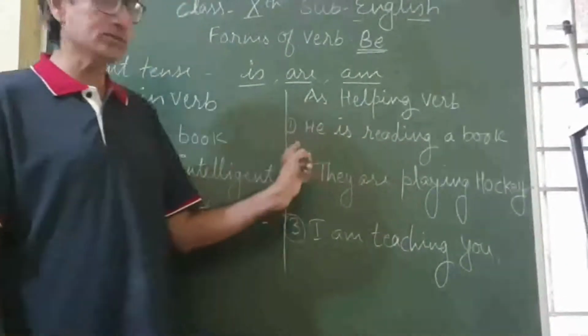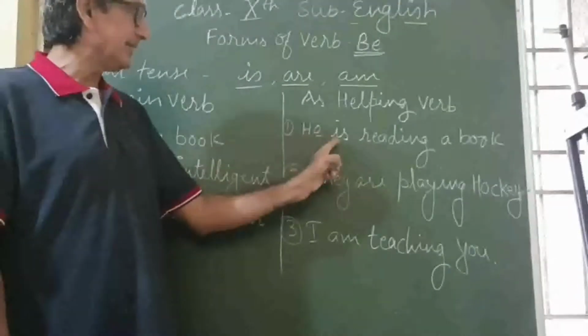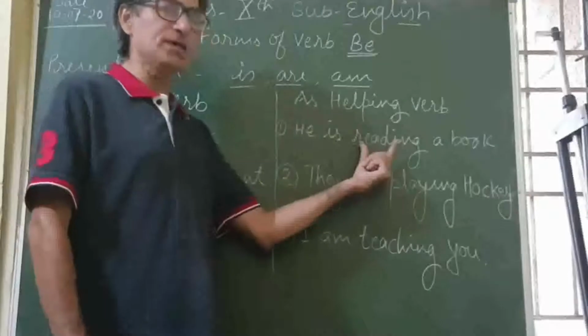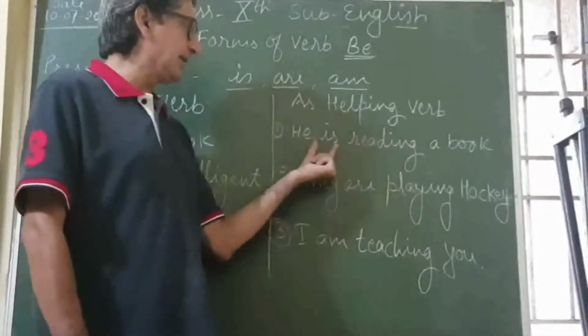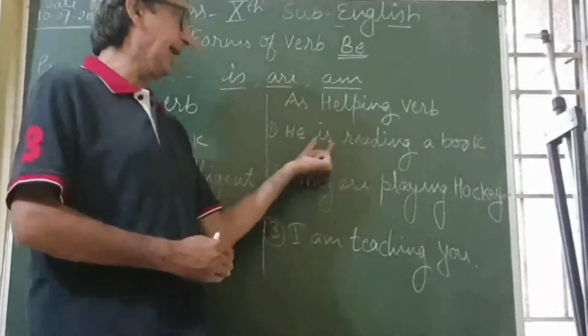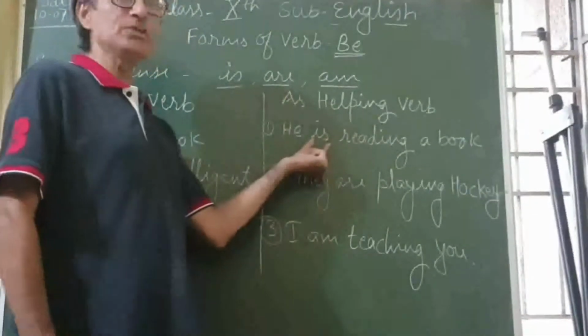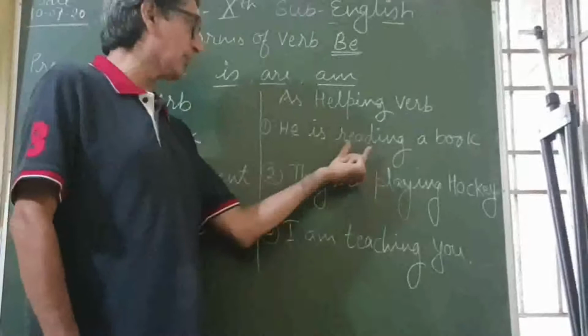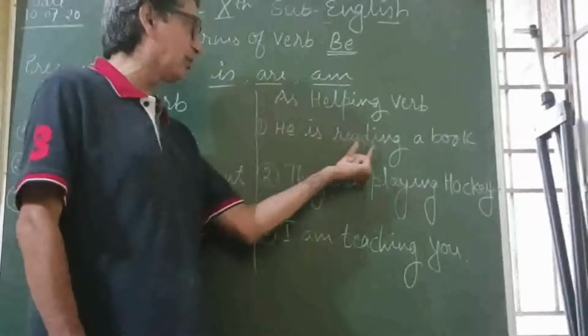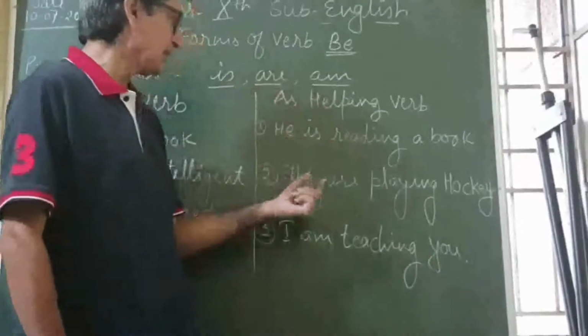The first sentence, he is reading a book. Now, reading is the main verb in the sentence and is used as helping verb. Whom is this verb helping? The main verb. Helping verb of the main verb.